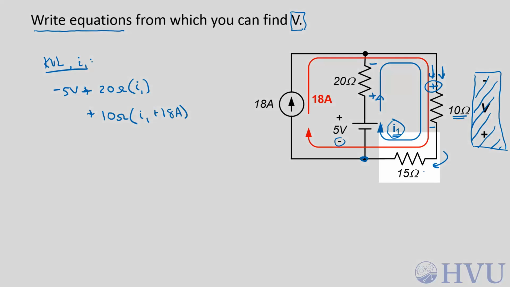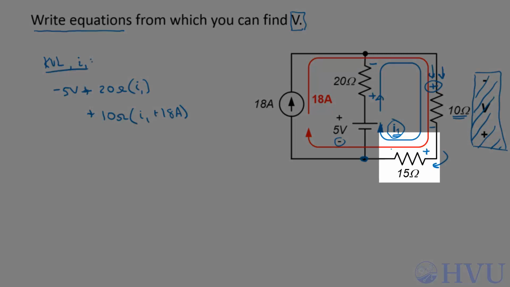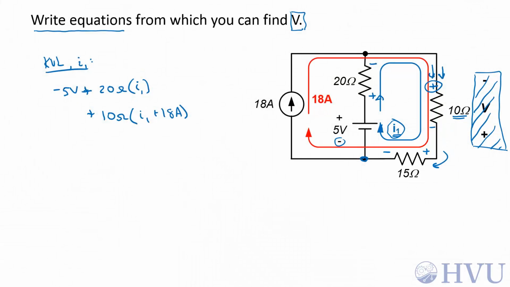Then I come down here, going through the 15 ohm resistor. Again, I'm going to assign my voltage polarity according to the passive sign convention and the direction of the mesh current that I'm following. So this becomes a plus 15 ohms times I1. And again, the 18 amp constrained loop is also entering the positive voltage terminal, so that's a positive term. And this sums to 0. That's one equation in one unknown. So I can solve that for the mesh current I1. Once I've got the mesh current I1, I can find the voltage that I want, V.